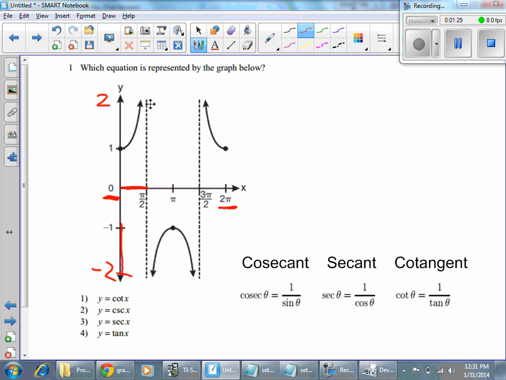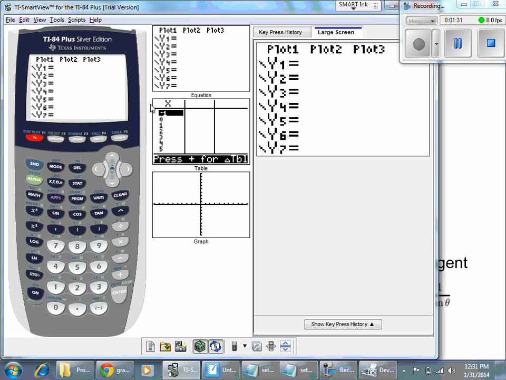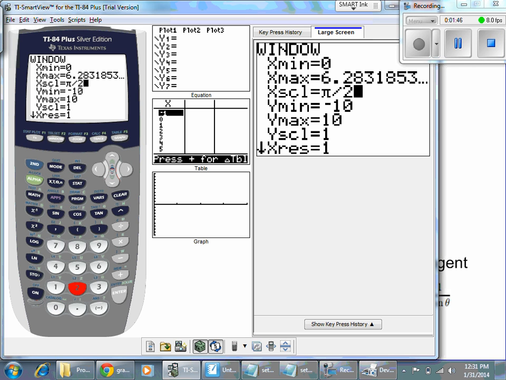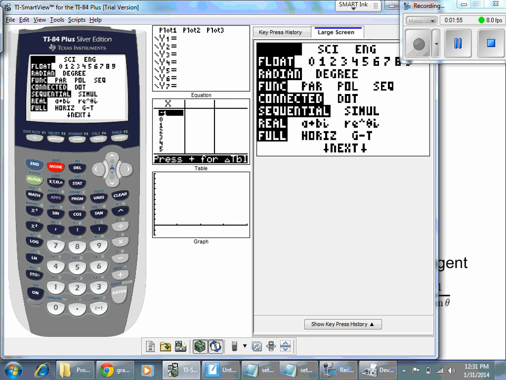So now I can just go ahead and plug those into my calculator. I have to go to Window. I'm going to set my x-min to 0. My x-max is going to be 2 pi. To type in pi, of course, I hit second and the caret key. My x scale is going to be pi over 2 radians. My y-min is going to be negative 2, my y-max is 2, and my y scale is 1. I also need to make sure that my calculator is in radian mode, this third option on the screen, in order to graph this problem.